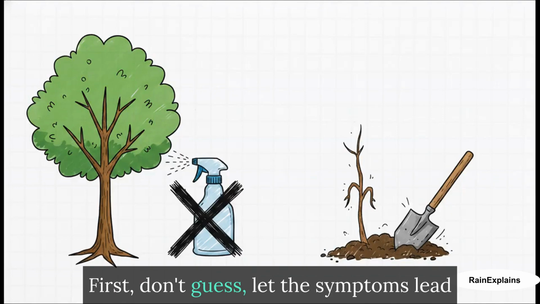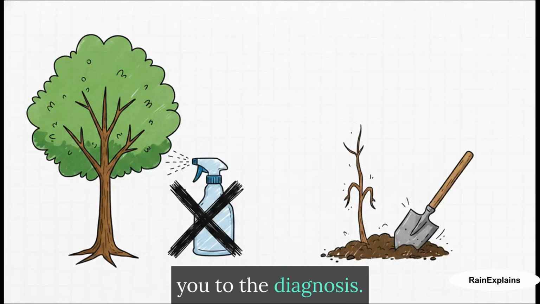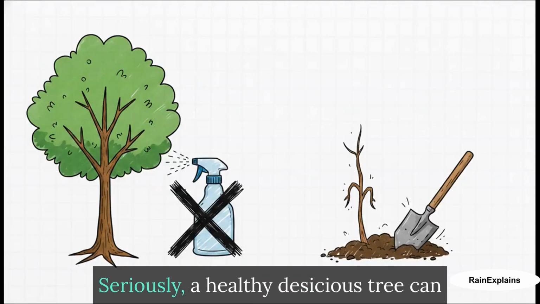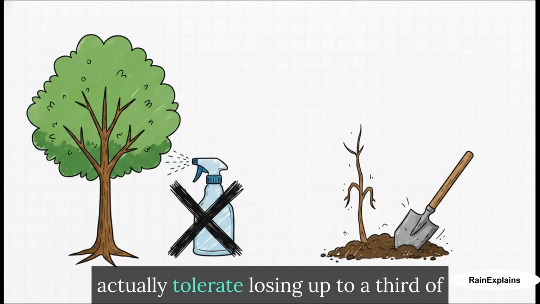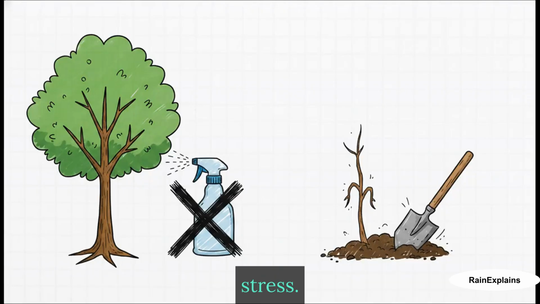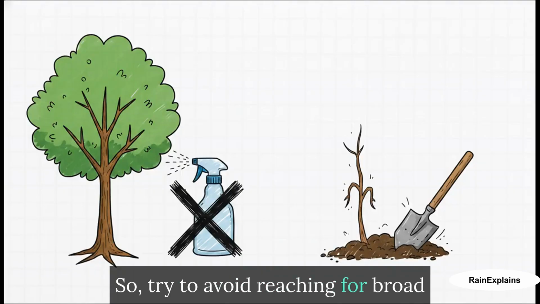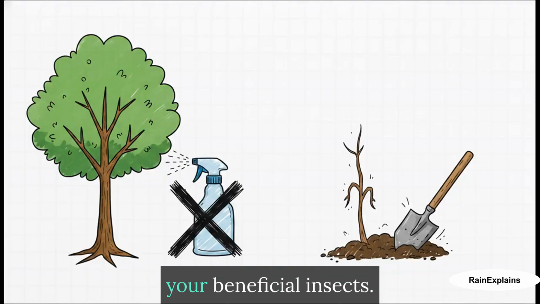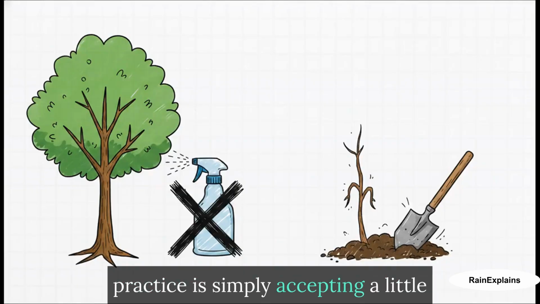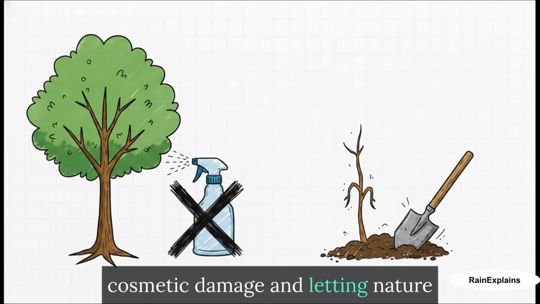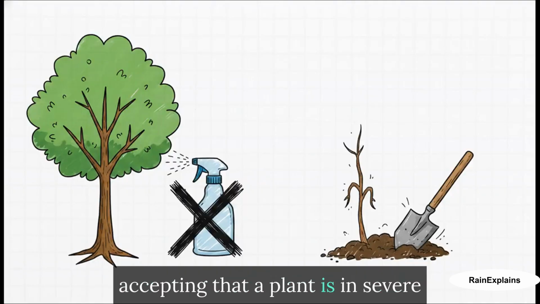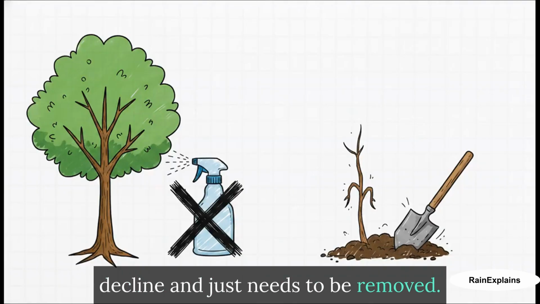First, don't guess, let the symptoms lead you to the diagnosis. Second, critically evaluate if the damage is merely cosmetic. Seriously, a healthy deciduous tree can actually tolerate losing up to 1/3 of its total leaf surface before it experiences any real life-threatening stress. So try to avoid reaching for broad-spectrum chemicals that might kill off your beneficial insects. Sometimes, the absolute best cultural practice is simply accepting a little cosmetic damage and letting nature take its course. And occasionally, it means accepting that a plant is in severe decline and just needs to be removed.